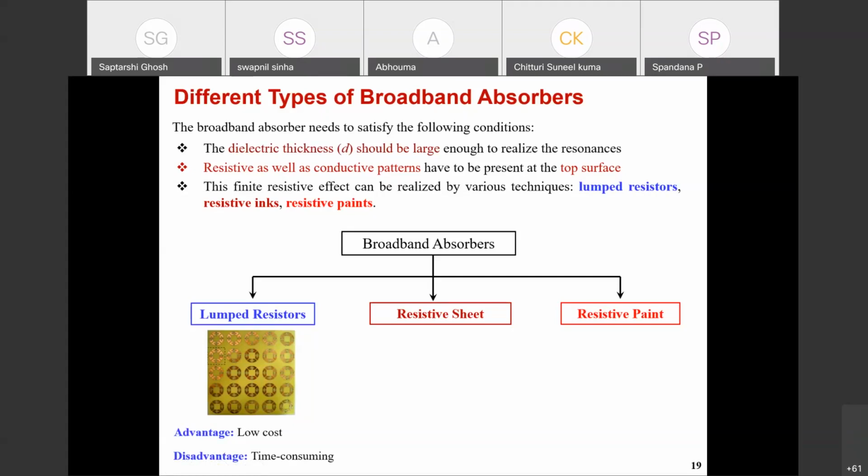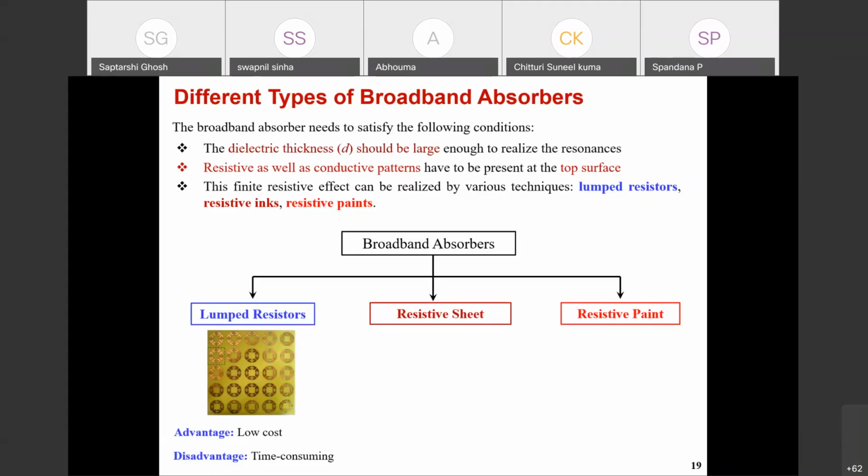The structure has the advantage that it is low cost, because the lumped resistor costs very little, of the order of less than 1 rupee. But the problem is that if you do not have an automated soldering machine, you have to solder all these lumped resistors manually. So the fabrication tolerance will be very high, and it will be prone to experimental error. The second point is time. If you consider large periodic structures with thousands of lumped resistors, it will take a huge amount of time to solder all of them.